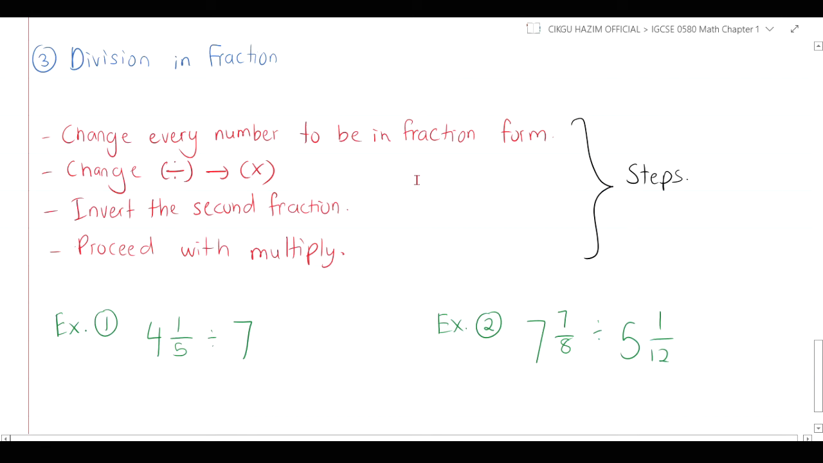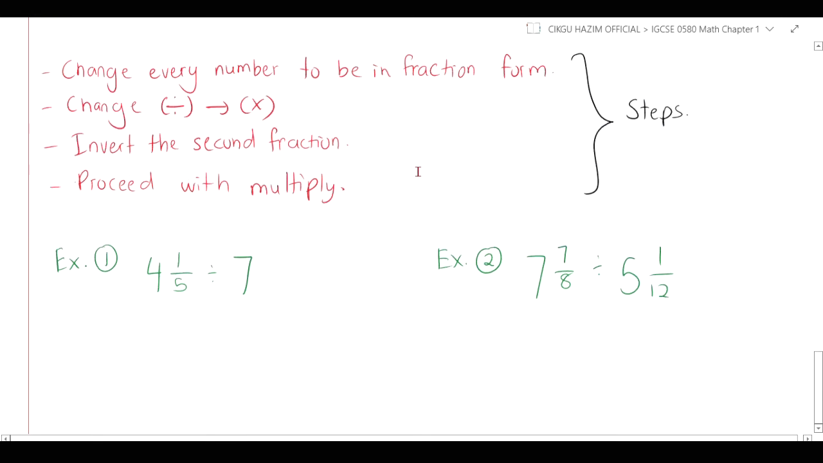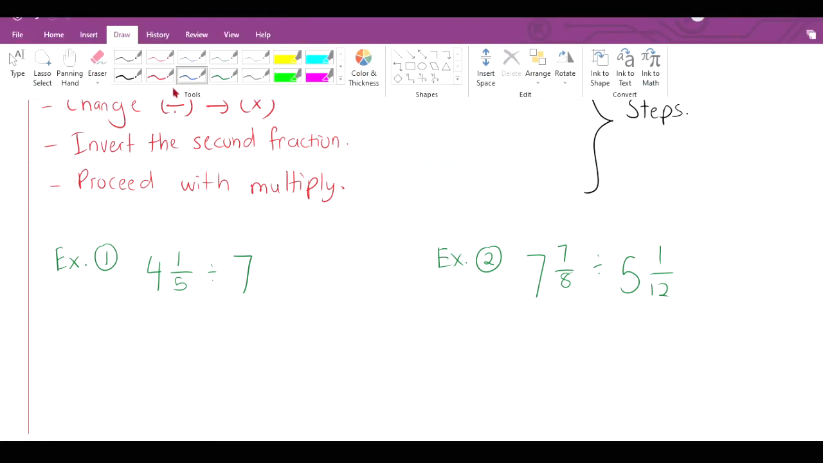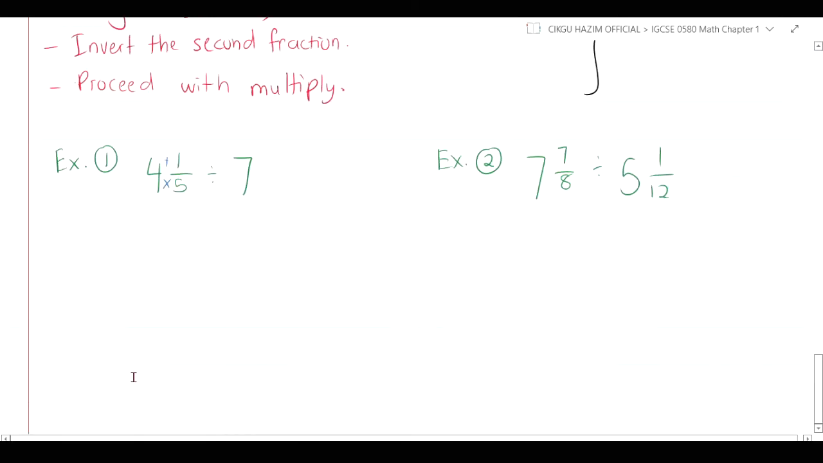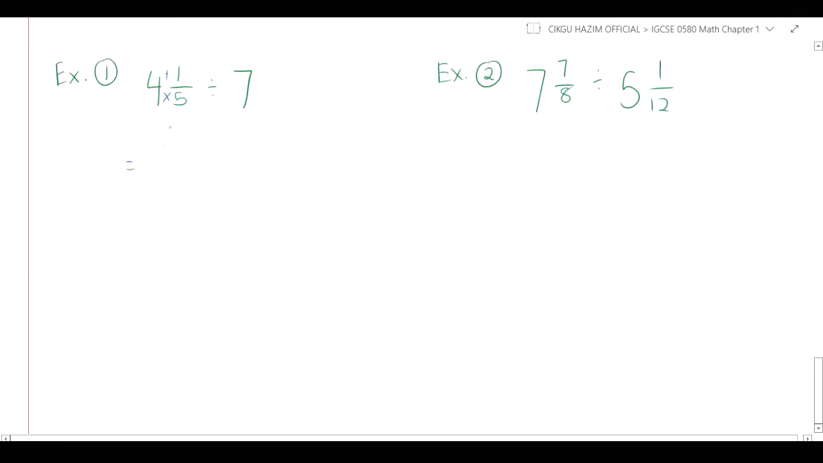How do I do these things? Just look at the example below. Change every number into fraction form. What do we have here? We have a mixed number and a whole number. So we multiply and plus here to change it into a fraction. This is 5 multiplied by 4 is 20, 20 plus 1 is 21 over 5. And divided by 7, I put it as 7 over 1, because 7 over 1 is equal to 7. So you put it as a fraction.